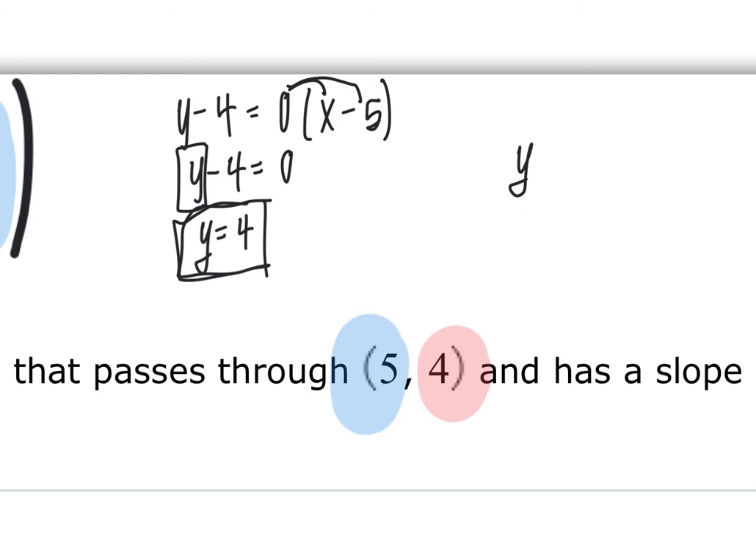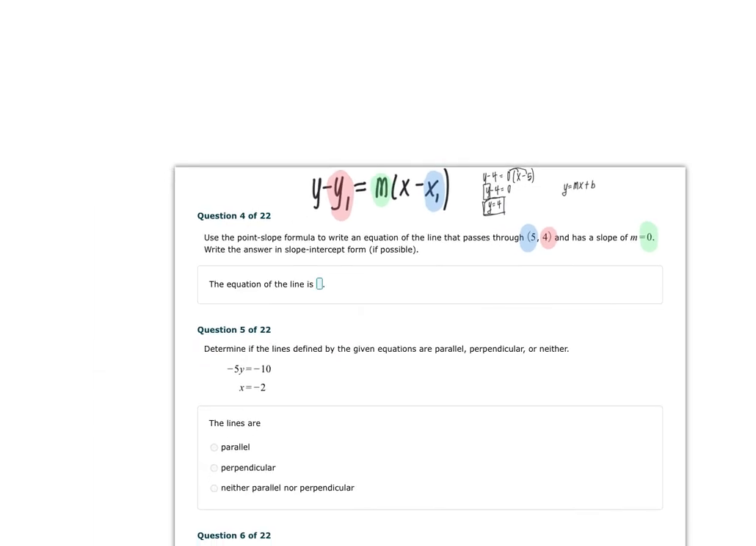It is slope-intercept form, the form y equals mx plus b. The reason that I don't have an x in this final answer is because that slope was 0, and it just made that x go away whenever we multiply it out. So y equals 4 is our answer to the equation for this problem.